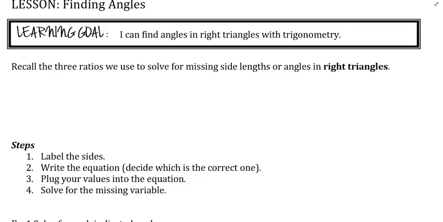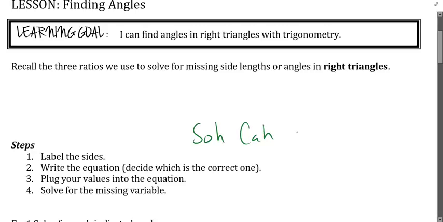Somebody tell me, what's that word? You know this probably by now. What's that word we use to remember the three ratios? Josh? SOHCAHTOA. Can you spell it, Josh? Close. Yeah.